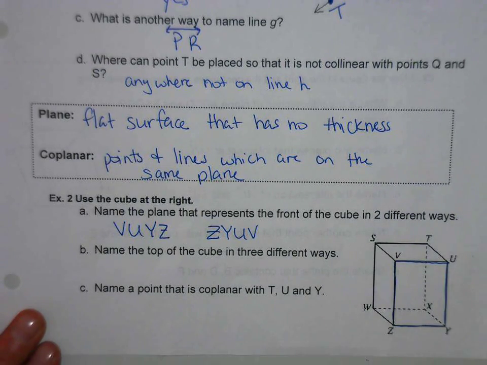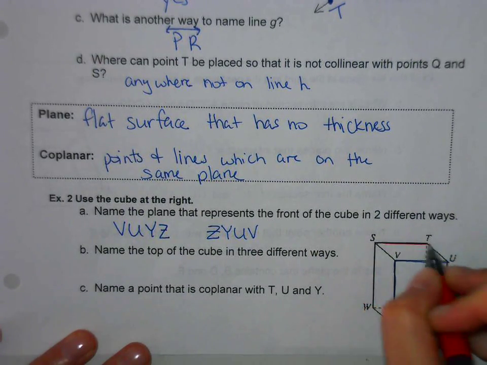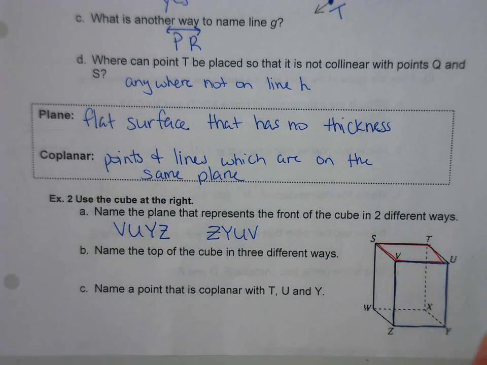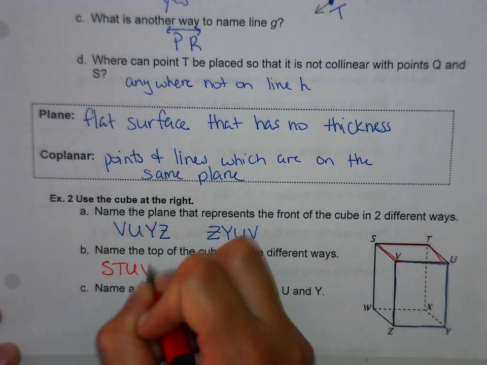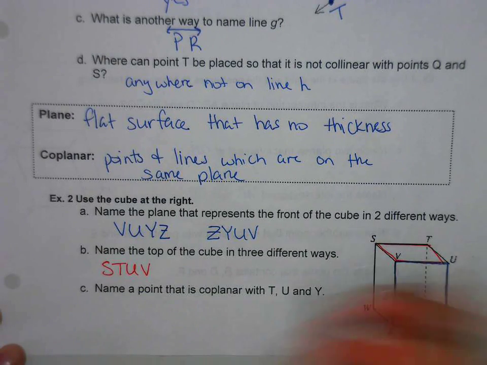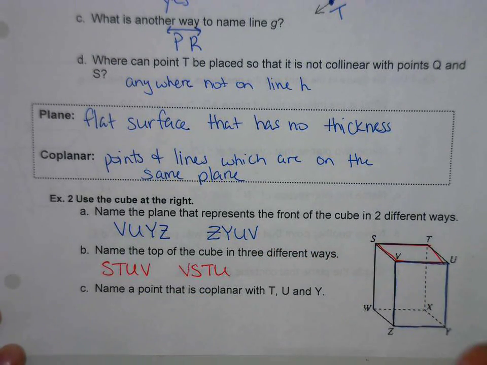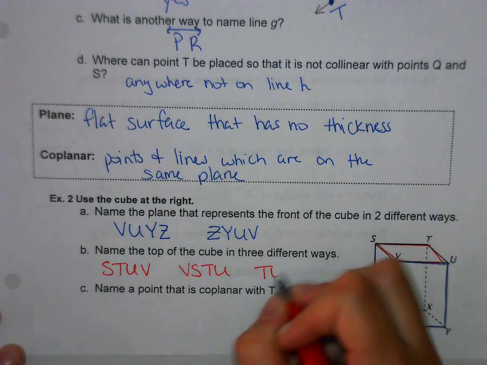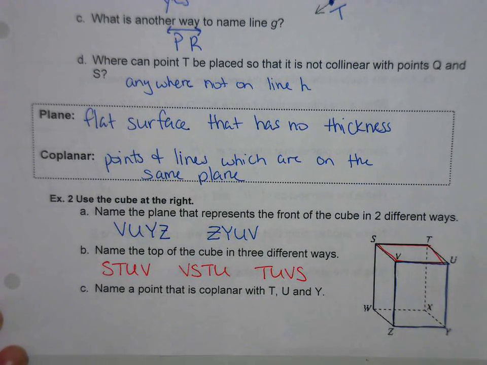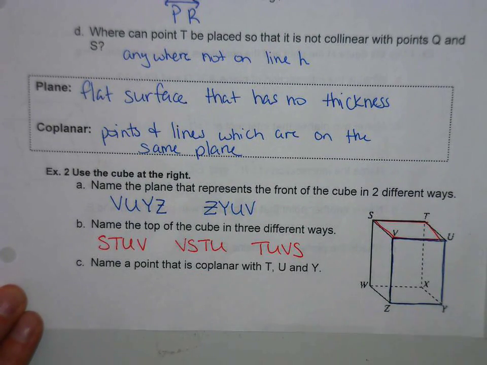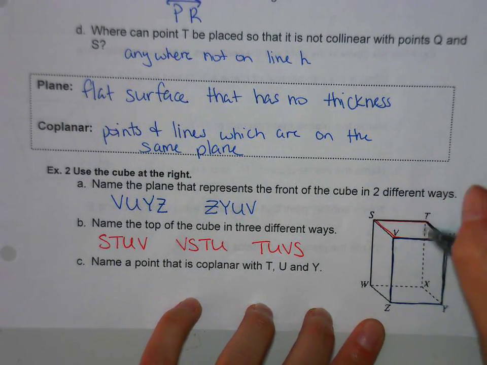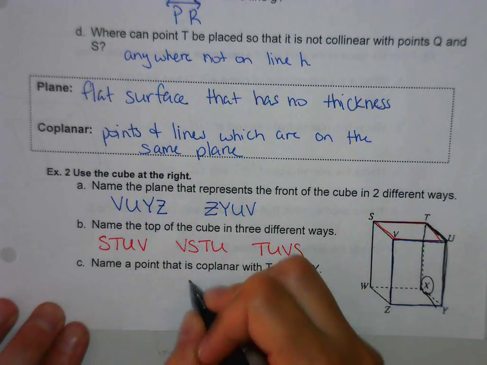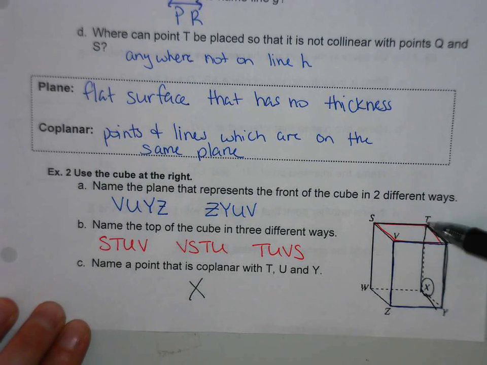Now we want to name the top of the cube in 3 different ways. This is the top of our cube. So we have STUV. Another way, we can say VSTU. And a third way, TUVS. Now we're going to name a point that is coplanar with T, U, and Y. Here's T, U, and Y. The 4th point to make that plane is X. So X is coplanar with T, U, and Y. It's on the same plane.